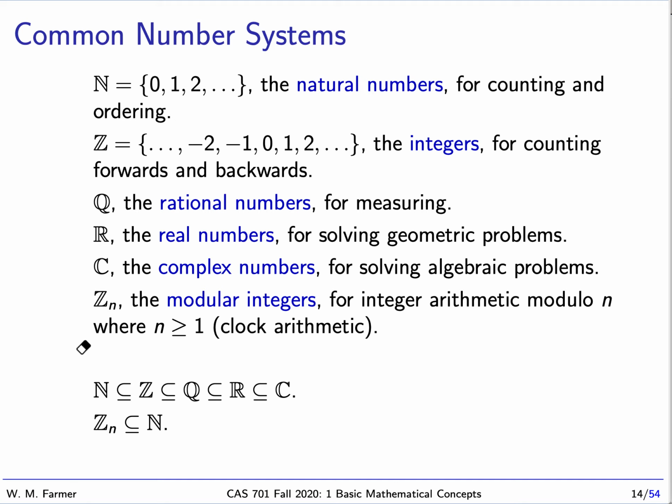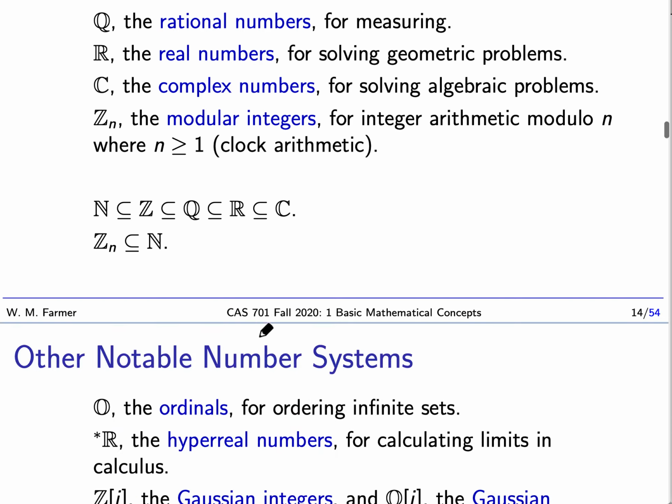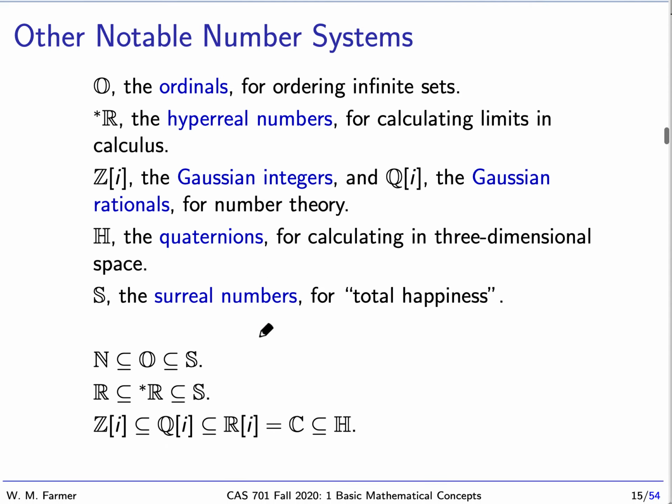And so it's important to note that the natural numbers are included in the integers, are included in the rationals, are included in the reals, and reals are included in the complex numbers. And the modular integers are included in the natural numbers for all n. Okay, so these are the common number systems, but there's some other less common but very notable systems.